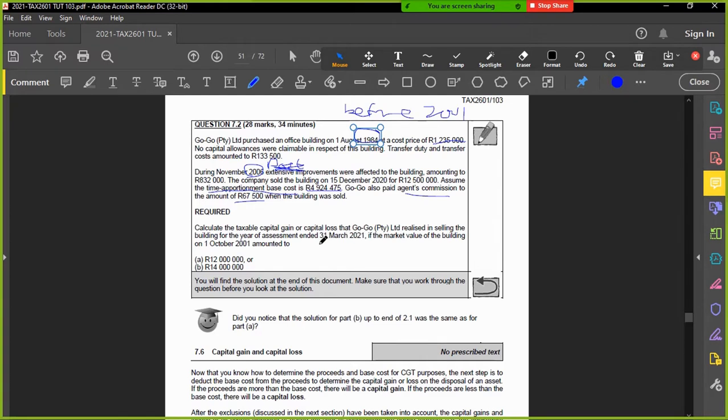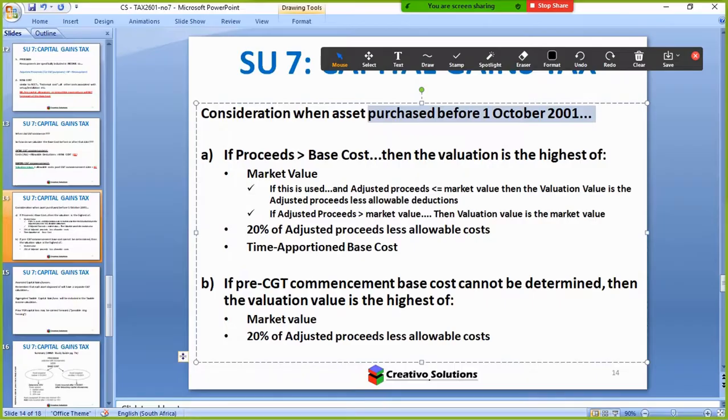Realize selling the building. If the market value, there we go, we needed that. Market value is either 12 million or 14 million. So 12 million is market value for number A. Do you agree? Yes. So if proceeds are greater than the base costs, are the proceeds greater than the base cost? Yes, we know that.